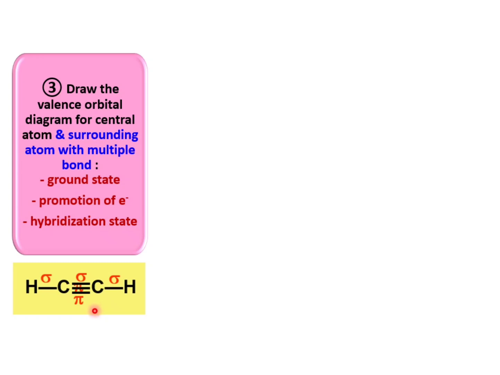Okay, before you write the valence orbital diagram, what we need to do, we need to identify the type of bond involved here. Okay, so kita ada sigma bond between carbon and hydrogen. One sigma bond because here we have one single bond. And we know that triple bond should consist of one sigma bond and 2 pi bond. Okay, so ini you kena tahu sebelum you lukis valence orbital diagram.